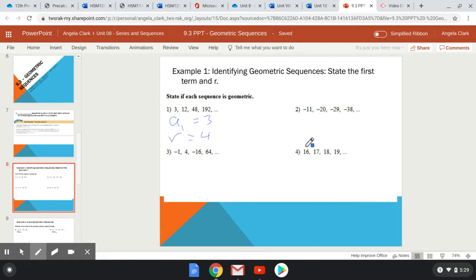So let's go on to number 2. For number 2, I don't know what times 11, negative 11 would give me negative 20. So I'm going to put that in a calculator. What I'm going to do is divide the next term by the previous term. You always want to do it in that order. Next divided by previous. So that's negative 20 divided by 11. And that gives me 1.81 repeating.